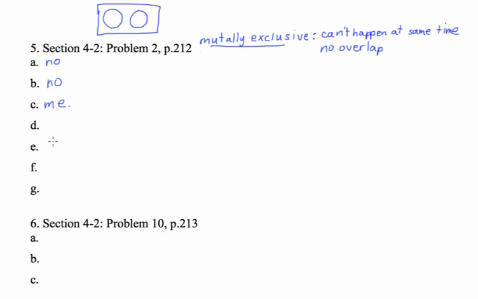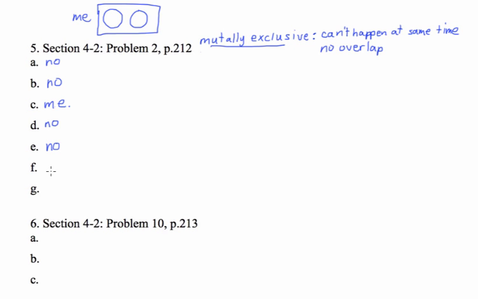D, select a student in your class. The student has blonde hair, the student has blue eyes. Could that overlap? Yeah, you could have somebody who's blonde and blue-eyed, so no, that's not mutually exclusive. Mutually exclusive is this picture. They could never happen at the same time, separate events. E, select a student in your college. The student is a sophomore, the student is a business major. Could those things both happen at the same time? Yes. So that is not mutually exclusive.